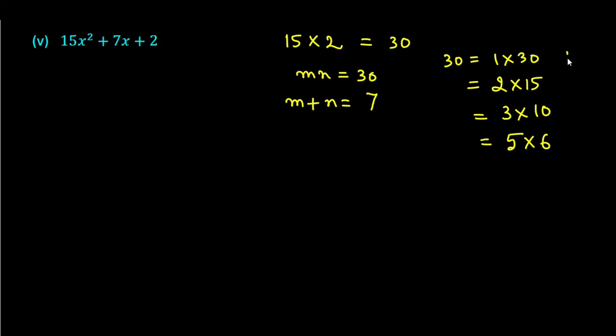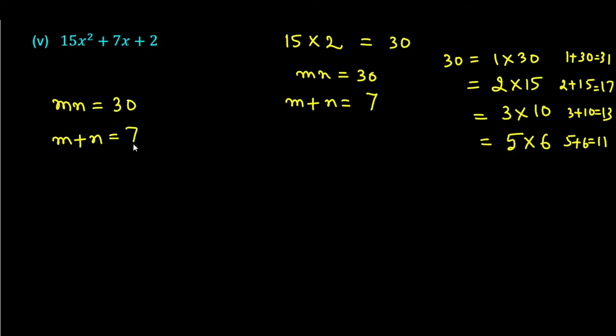Then what is the sum here? 1 plus 30 is 31. Here 2 plus 15 is 17. Here 3 plus 10 is 13. Here 5 plus 6 is 11. So we have not obtained 7. Let us solve this algebraically. m × n is 30, m + n is 7.